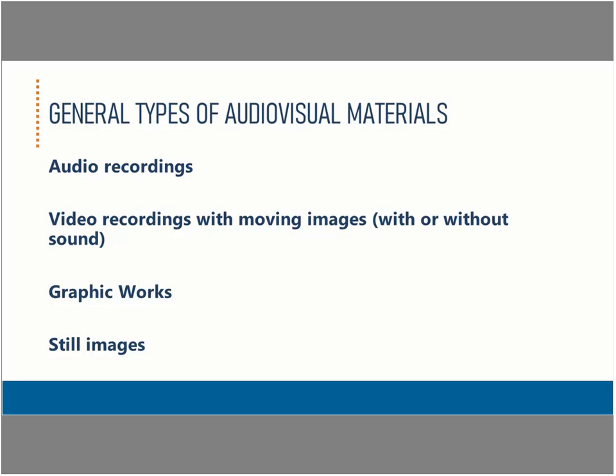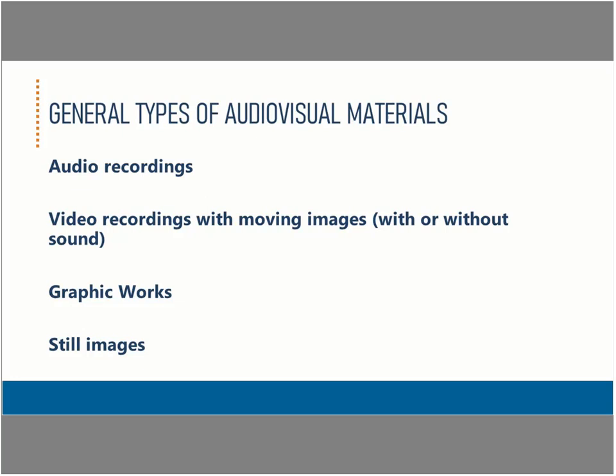We're going to talk about different types of audiovisual materials throughout this presentation. And the general categories that you're looking at are audio recordings, which include those CDs, DVDs, 78 RPMs with Frank Sinatra on them, the MP3 files that you may have been listening to, or the music you may have been streaming this morning. Video recordings or film recordings with moving images. And these may or may not have sound. You know, not everything was recorded with a soundtrack associated with it. Graphic works, which can include posters and various forms of digital art, and still images.